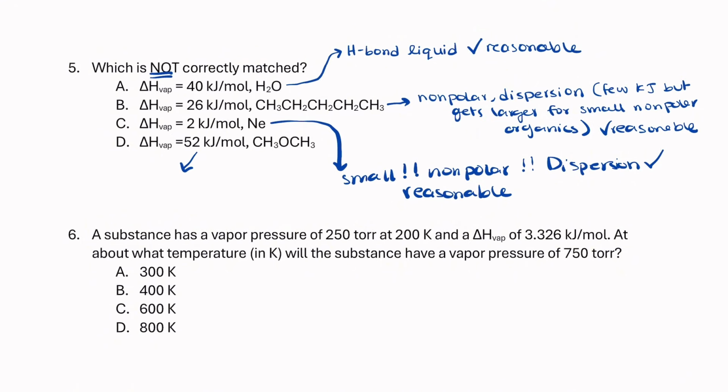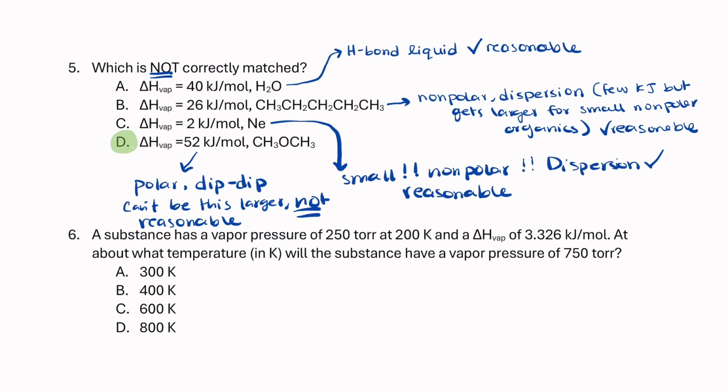It says delta H of vaporization is equal to 52 kilojoules per mole for dimethyl ether. Dimethyl ether is polar, but it cannot hydrogen bond as a donor. Its intermolecular forces are dipole-dipole plus dispersion. Its delta H of vaporization should be far lower than water's, typically in the low 20s kilojoules per mole range, not 52. This value is too high. Therefore, the not correctly matched pair is D.